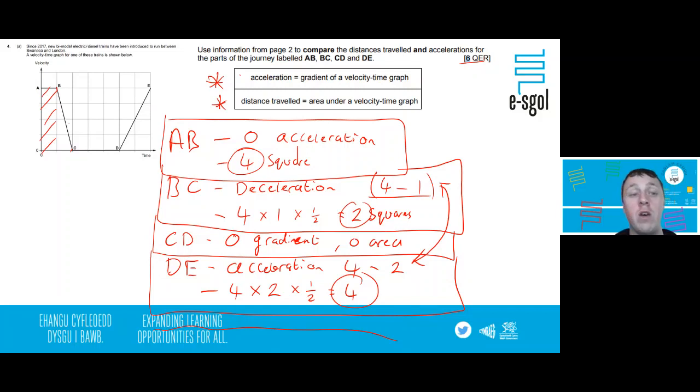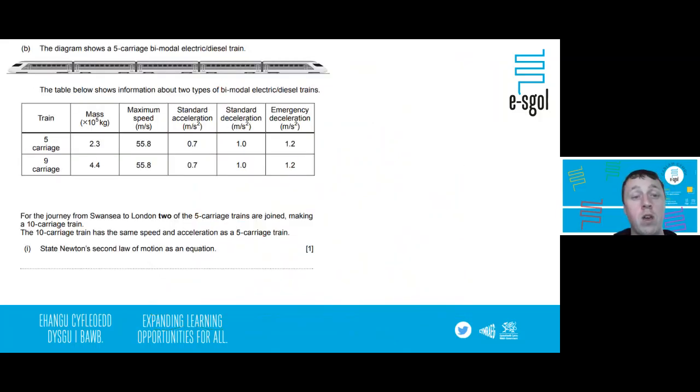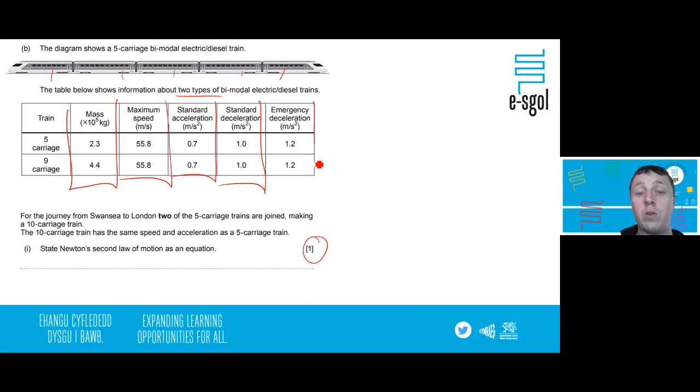That 6-mark question moves into the rest of the 14 marks, which is the first one, single mark, but there's a lot of information to get through initially. The information is the diagram shows a 5-carriage train, so 5 separate carriages. The table below shows information about 2 types, a 5-carriage and a 9-carriage. And there's a lot of information. We can see mass, speed, the standard acceleration and deceleration, and also the emergency deceleration. So a lot of information.